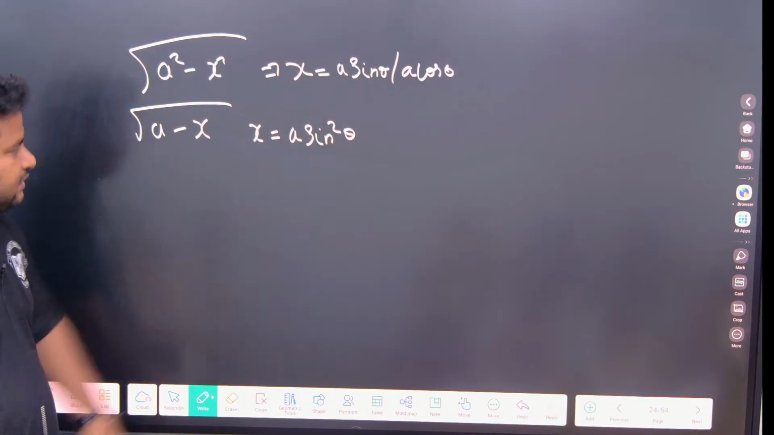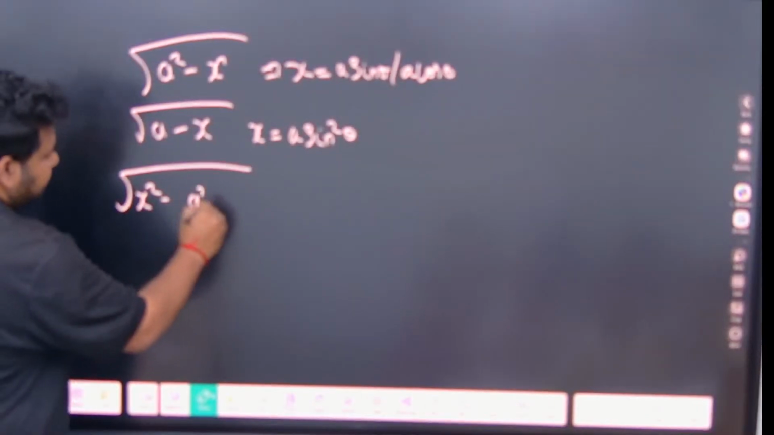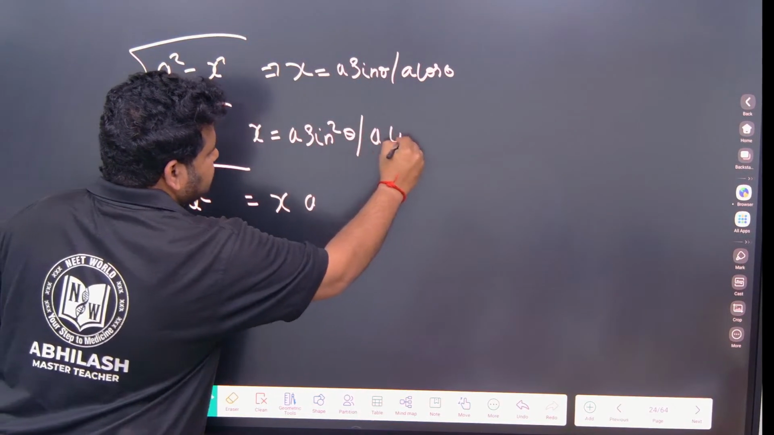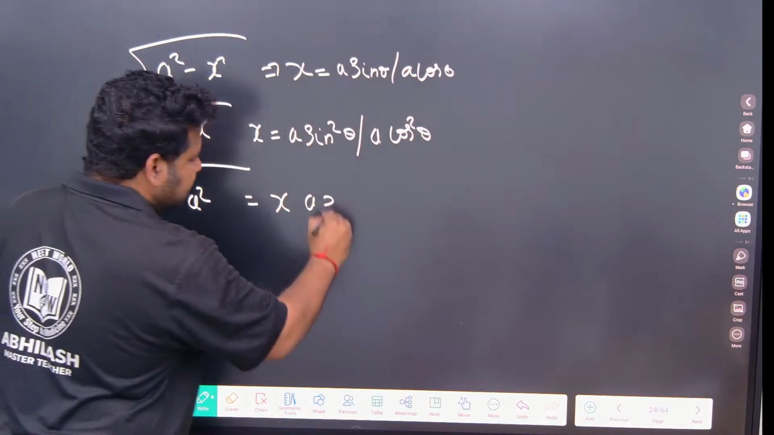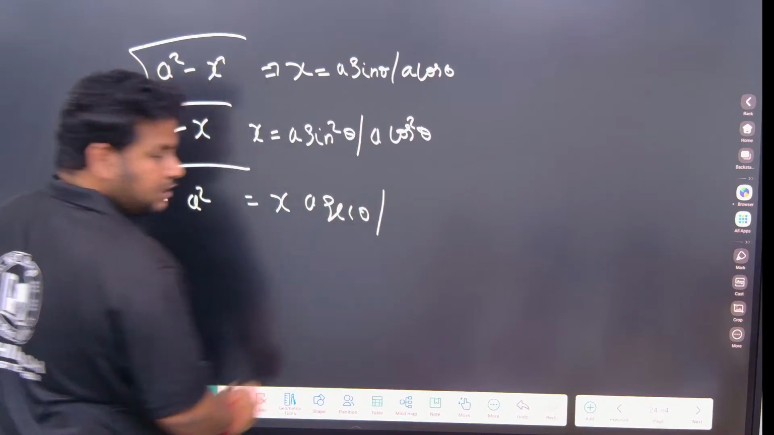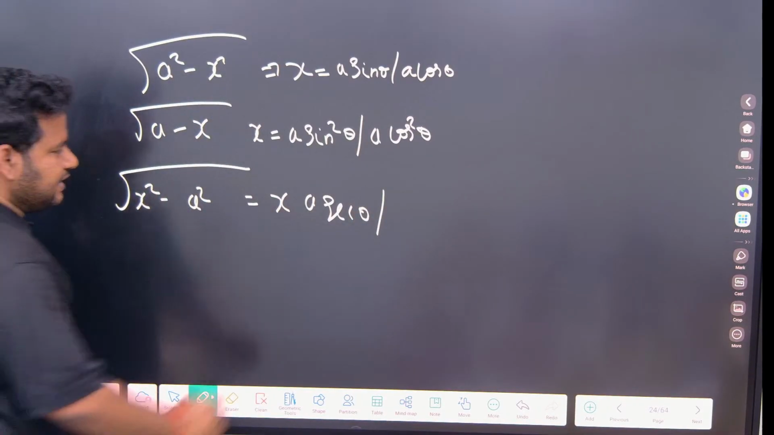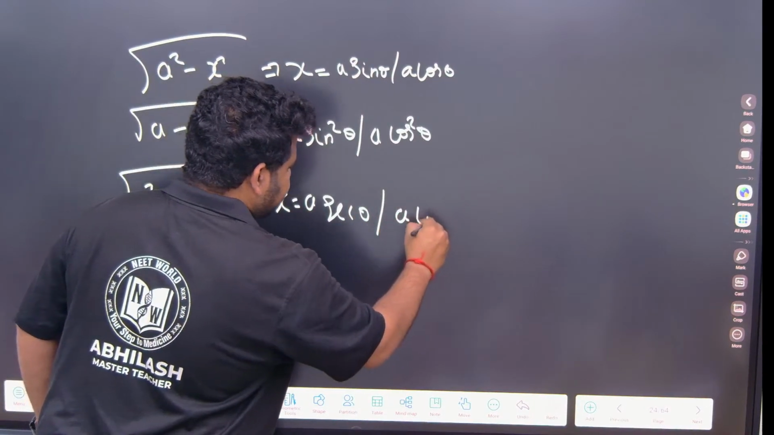This you remember. Next, when it goes to x square minus a square, we will put x is equal to a secant theta, or a cosecant theta. I can write it also as a cos square theta. Correct? So x square minus a square means x is equal to a secant theta or x is equal to a cosecant theta.